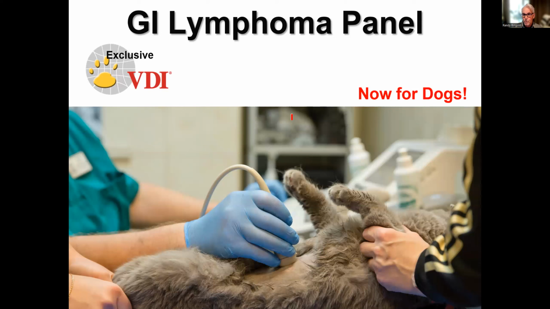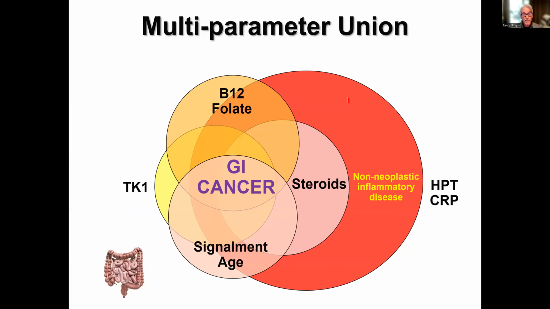So we'll start off with 228. This is the GI lymphoma panel. Start off with cats, and now it's for dogs. And this is the Venn diagram to help simplify these relationships. So we have our primary tumor marker, TK1. We have our inflammatory marker, feline haptoglobin and canine CRP. And now we're adding B12 and folate. Why? Well, GI affects the pathology of the intestinal tract, and that affects absorption of these analytes, and therefore these are affected. And their relationships with the other markers are valuable.